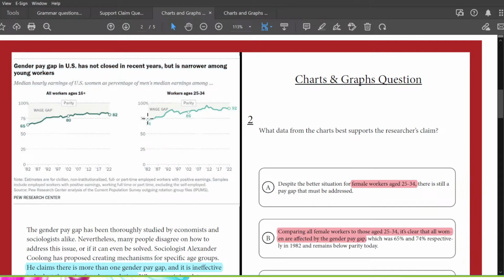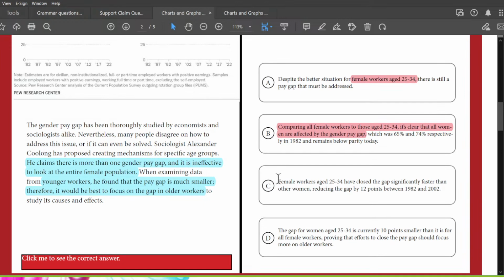They had a better gap to begin with, but they didn't close it faster. The other group, the general group, actually closed it better. So this one's going to be wrong too, because that's not true. That part is incorrect. And then the gap for women aged 25 to 34 is currently 10 points smaller than it is for all female workers, proving that efforts to close the pay gap should focus more on older workers.